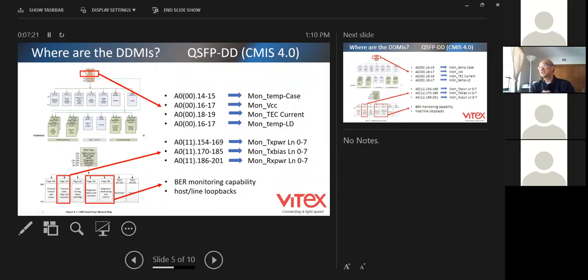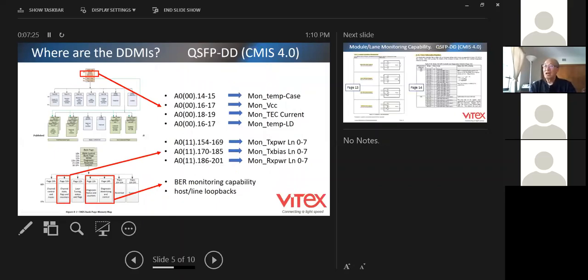Now here comes the CMIS. The CMIS is currently called CMIS 4.0. CMIS 4.0 is a very capable EEPROM standard. So I will explain to you later on.